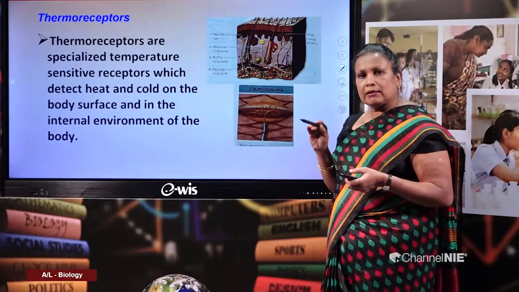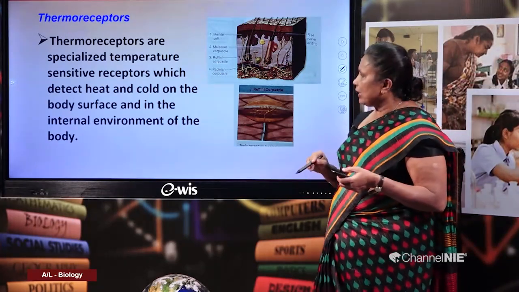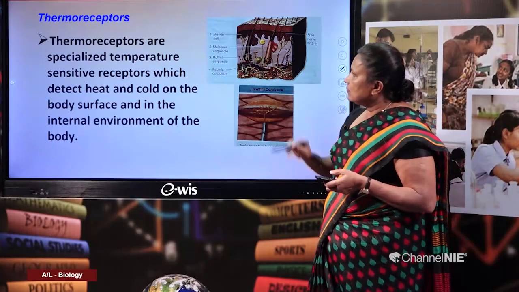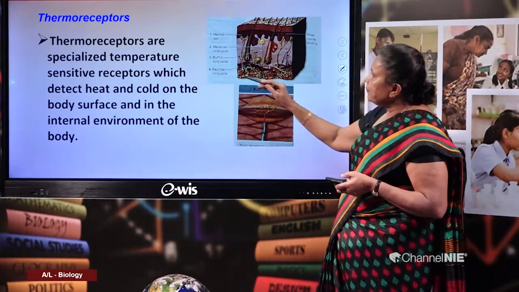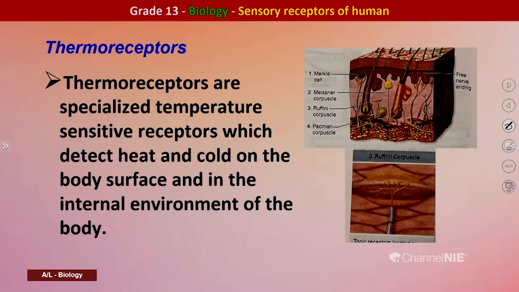That is very important to regulate the temperature within the body also. Thermoreceptors carry out a very important role in thermoregulation. So, we need to study the thermoreceptors in detail, right. They are specialized temperature sensitive receptors which detect heat and cold on the body surface and in the internal environment of the body.